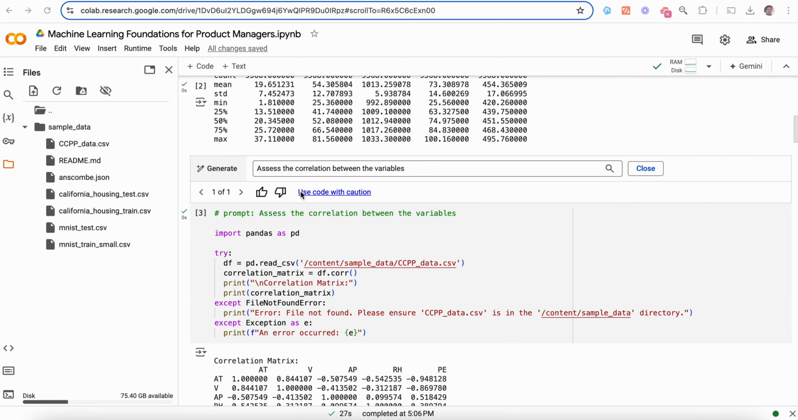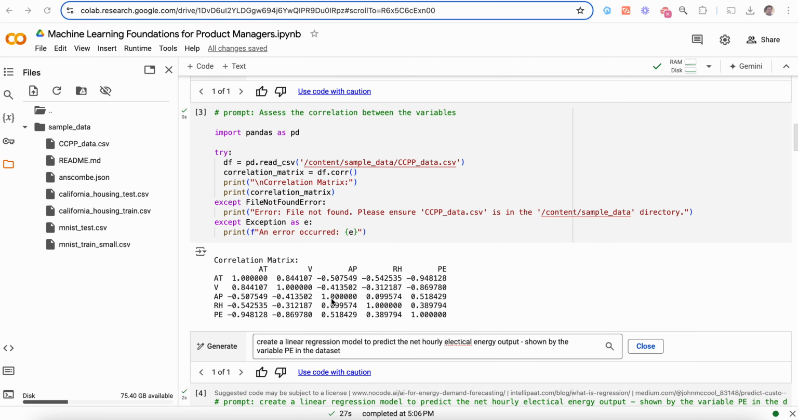Then I checked the correlation between the variables. So I can see that certain variables are negatively correlated, some are positively, but it's very small correlations positively here between relative humidity and ambient pressure, for example.